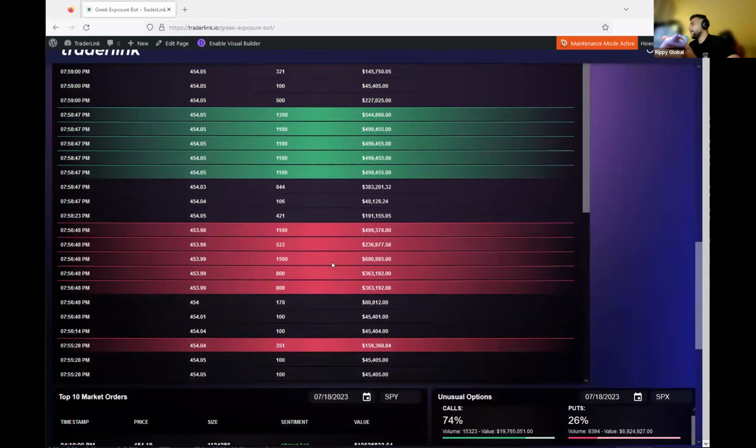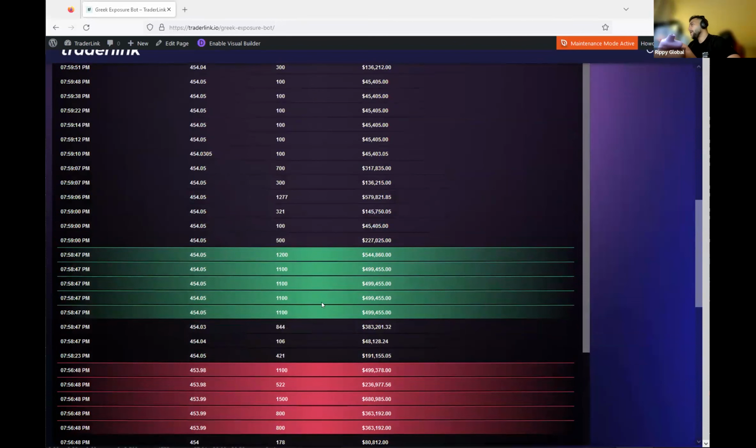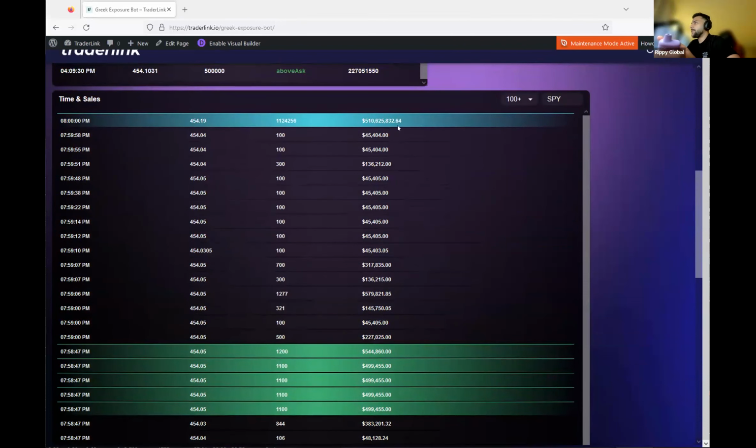This is how I have it set up, because I'm mainly focused on time and sales. The reason I like it a lot is also because I can read the time and sales in terms of value. Like for example, 4.11. Somebody spent $510 million at that level. You want to watch this level going into tomorrow, 454.18. Look, this is big boy money right here.